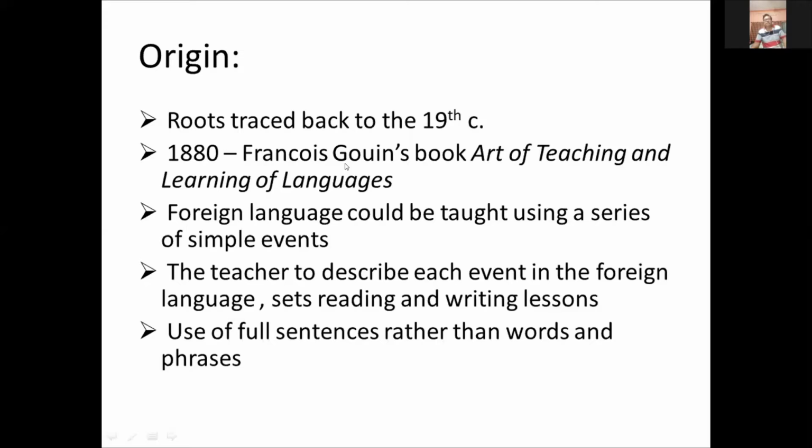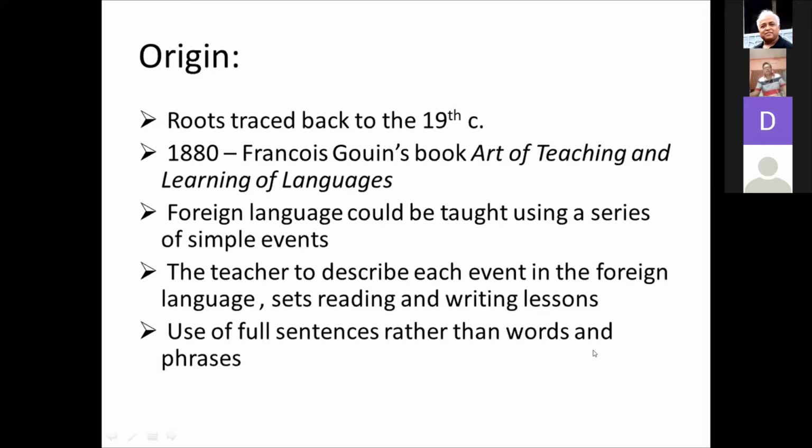Now, the teacher, the direct method recommends that the target language should be used directly. So, to describe each day-to-day event or real life-like situation, the teacher must use the foreign language directly. And he should also give reading and writing lessons to the learners in the target language.